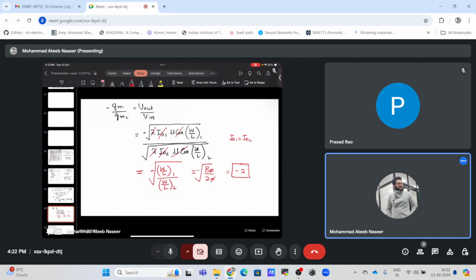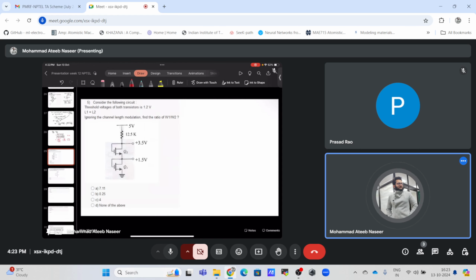So let's move to another problem, which says that we have to consider the circuit with threshold voltage 1.2 volt, and both L1 and L2 are equal, and we have to ignore the channel length modulation. And after that, we have to find the ratio for the W.